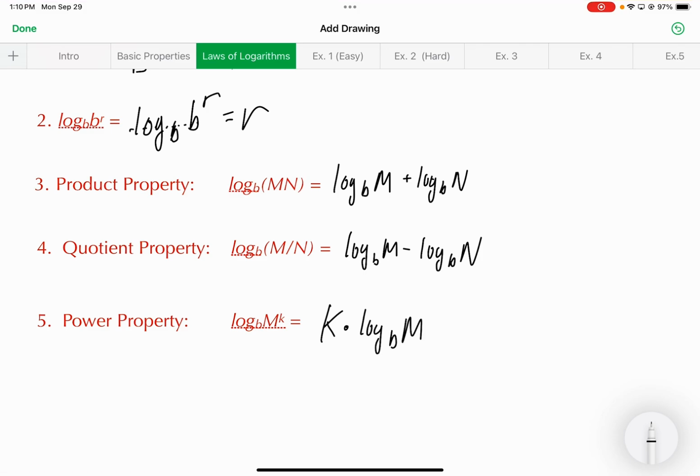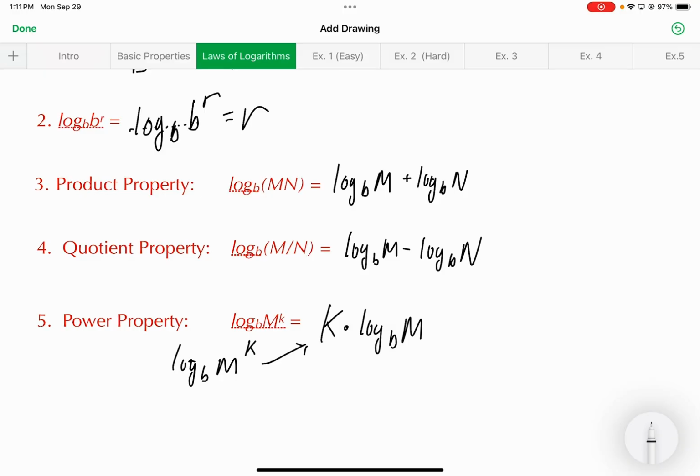Maybe this isn't written clear enough. If it's not written clear enough for you, this looks like log base b of m to the power of k. Okay, so if that's not written clear enough for you, that's what that should be. I need to take my time and go back and do it with LaTeX, because then I think it'll be much easier for you guys to see.